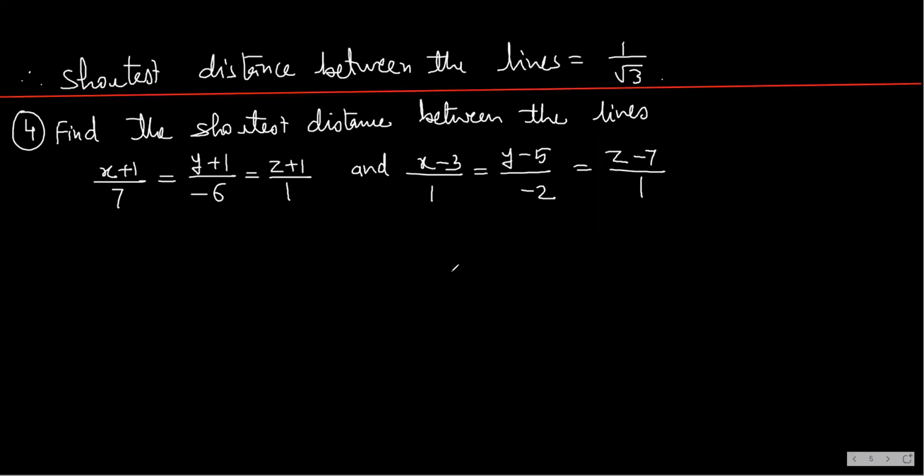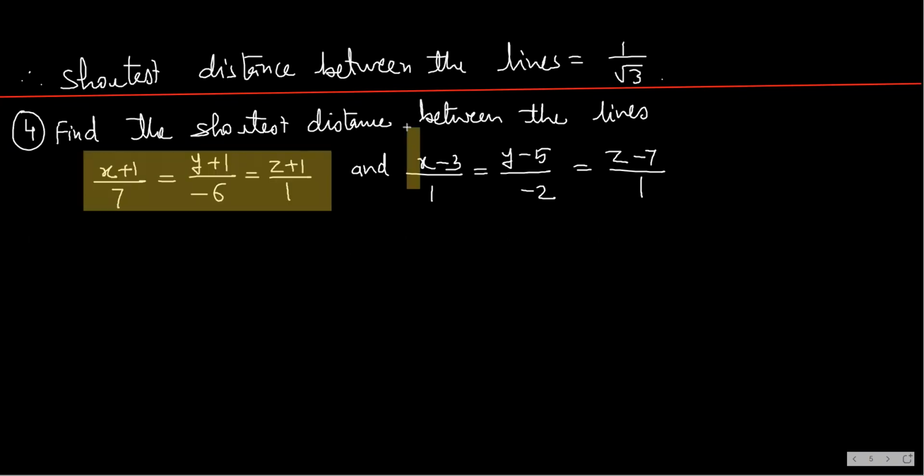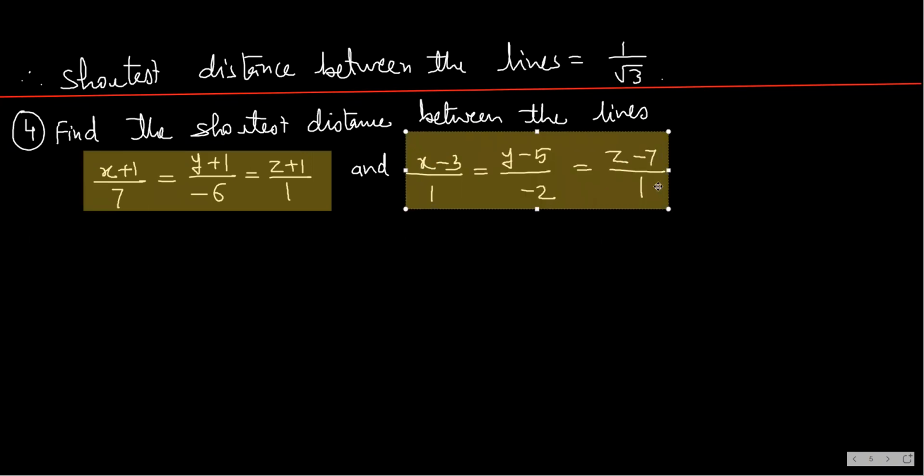So we have another question which is on the same concept. Based on the same concept, we have to find the shortest distance between the lines. But this time you will notice that the equations of the lines which we are given are not in vector form. We are given the Cartesian equations of the lines. So let this line be L1 and this be L2.